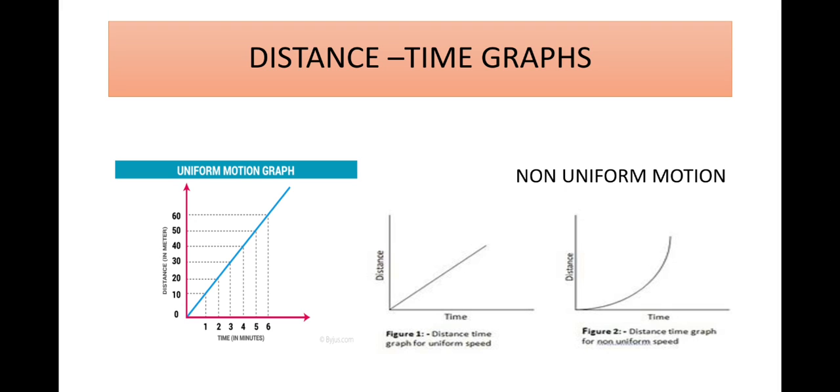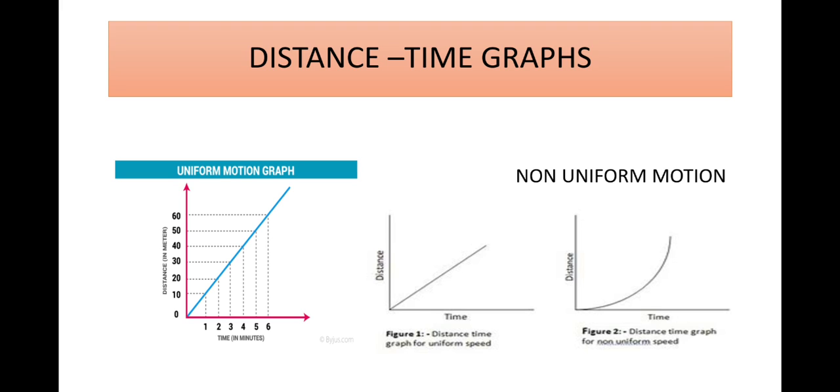Now uniform motion graph means the speed is uniform, or the uniform speed graph. Now what is the formula of speed? Guys, tell me, what is the formula of speed? Speed is distance upon time. Here, the change in y-axis would be the change in distance, and the change in x-axis would be the change in time. So distance upon time will give us the slope, that is speed.